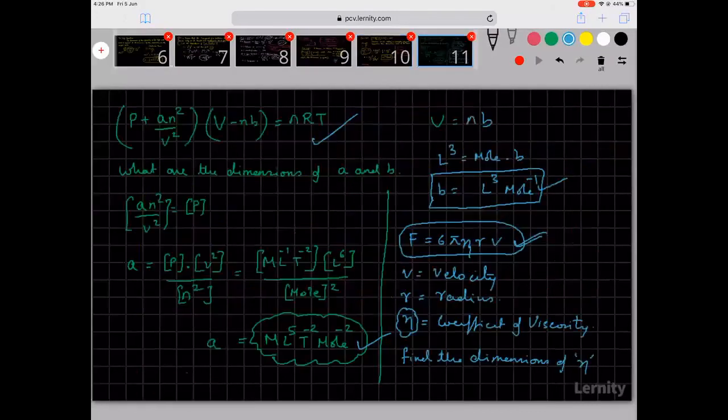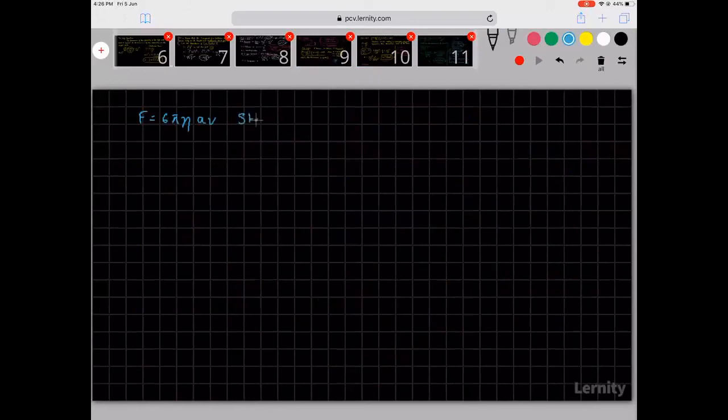Now I am asking you, F is equal to 6 pi eta r v. This is what is referred to as Stokes law. Coefficient of viscosity is the resistance that a liquid offers to flow. That means, yeah, so there's nothing more needed.